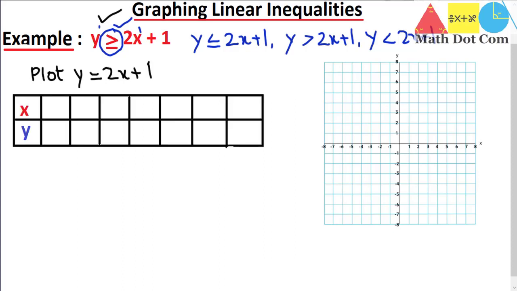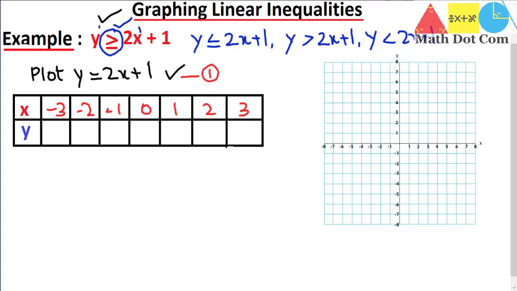For plotting this linear equation, we have to take random values of x and put them in this equation to get the values of y. For example, I start with random values of x like 0, 1, 2, 3, minus 1, minus 2 and minus 3. You can take any values of x and put these values in the equation. This is called equation 1, so that you can get the values of y.